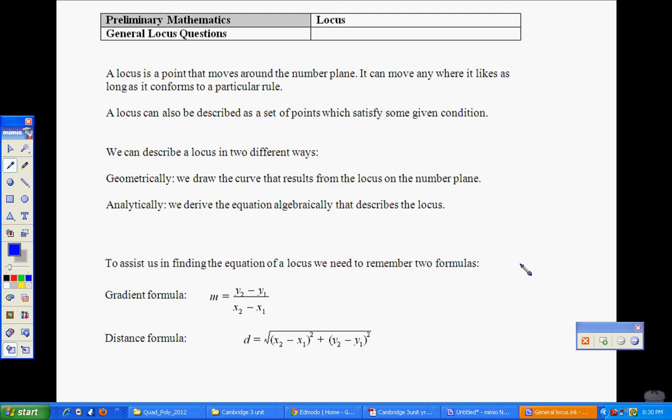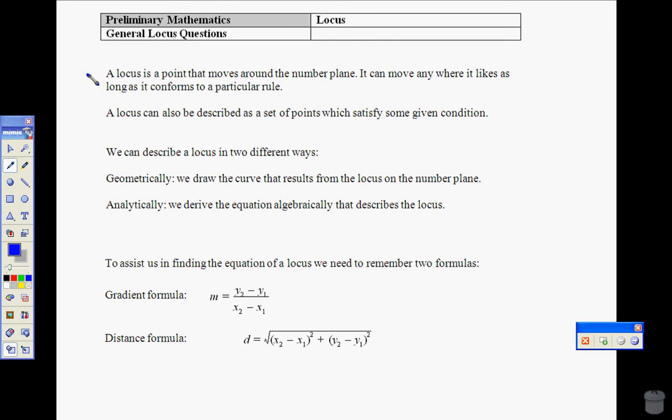When we talk about a locus, first we need to know and understand what the term locus means. So here's our definition up here. A locus is a point that moves around a number plane. It can move anywhere it likes as long as it conforms to a particular rule.